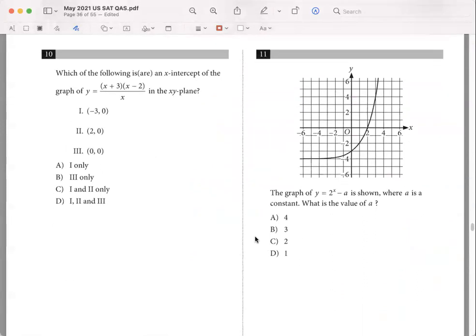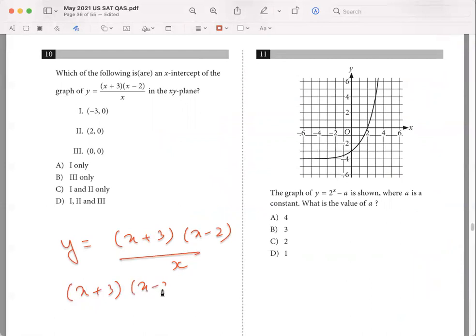Question 10, which of the following are or is an x-intercept of the graph in the xy plane? So y is equal to (x plus 3) into (x minus 2) divided by x. Now, for the x-intercept, y should be 0. So (x plus 3) times (x minus 2) divided by x is 0, right?